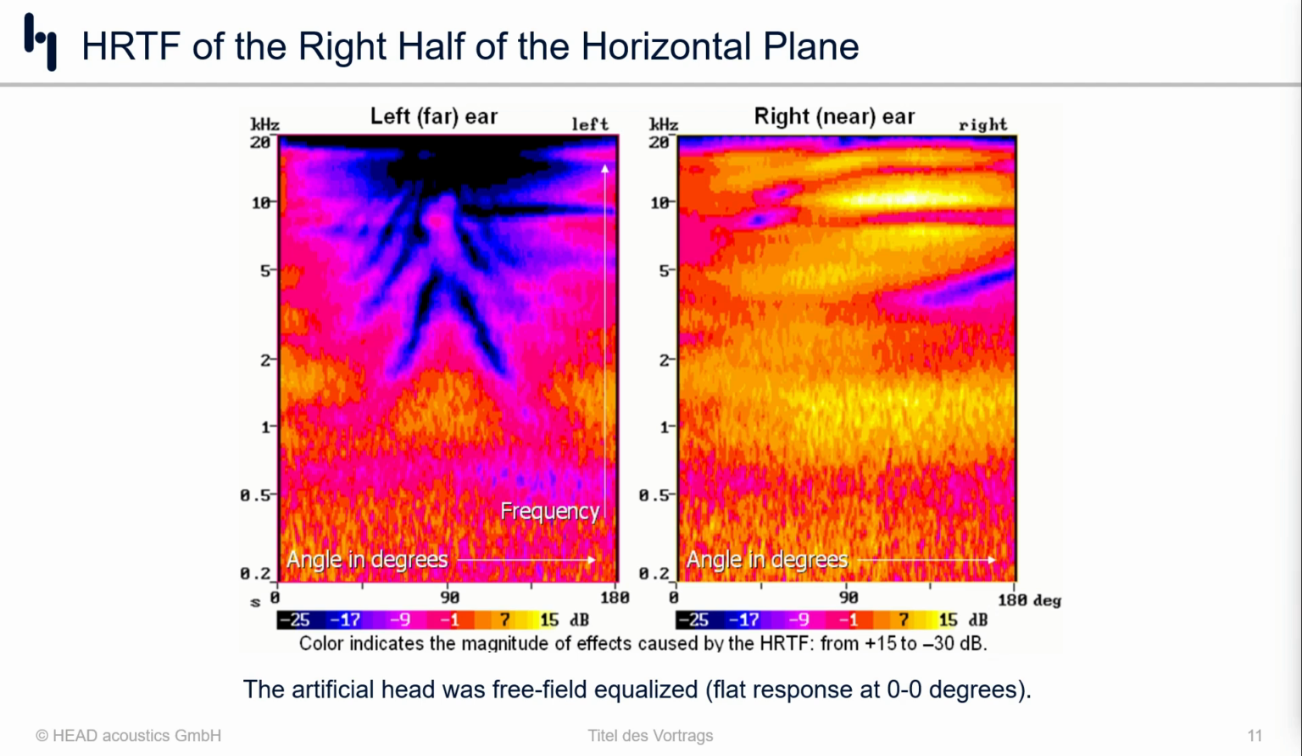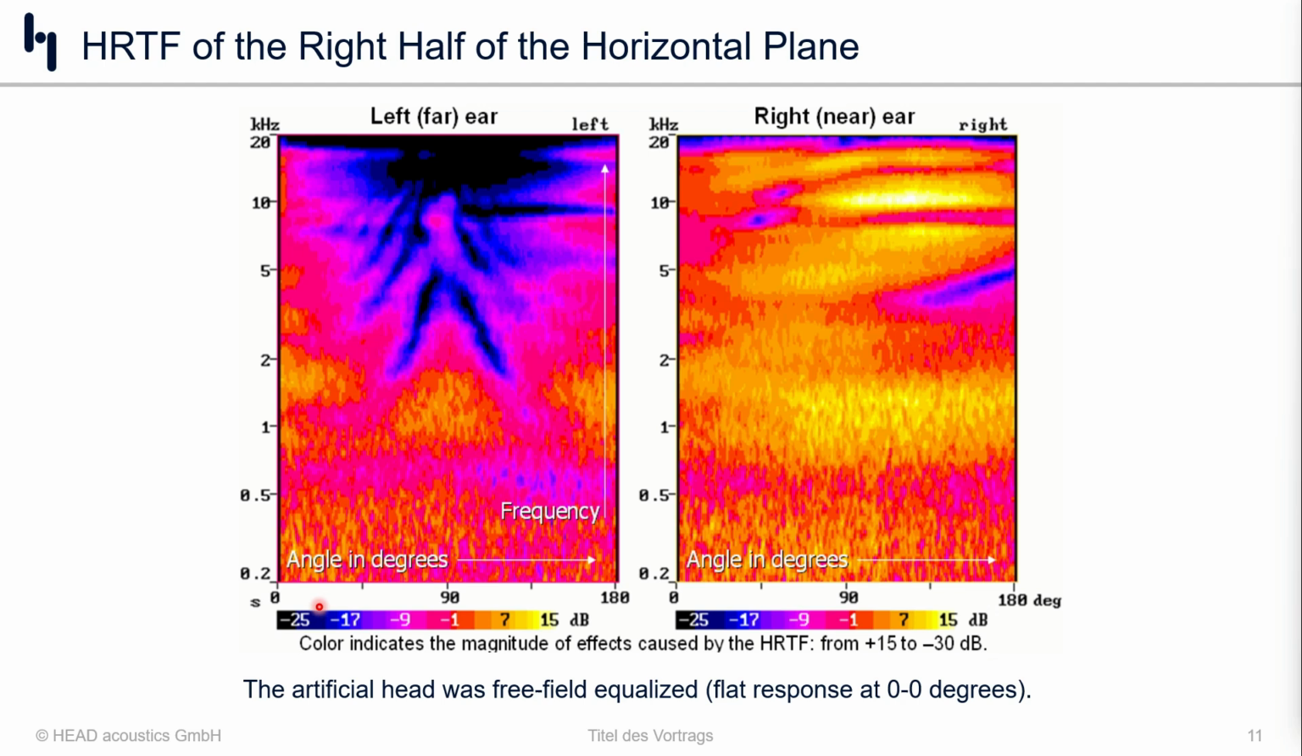So the left ear response is plotted with 0 degrees being straight in front, 90 degrees being hard right, 180 being straight behind, for the left ear and for the right ear. And the response was equalized so that at 0 degrees, straight in front, you had a flat response. So then we can observe what is different relative to the flat response in front for any other angle.